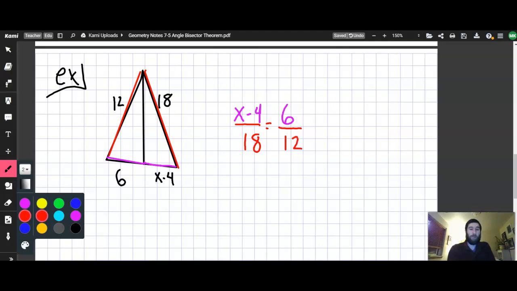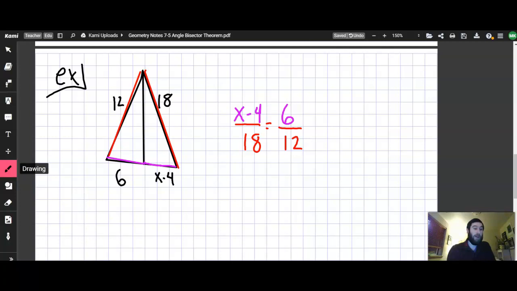And so, ladies and gentlemen, solving from here, I'm going to go ahead and multiply by the 18 on both sides, get rid of the fraction. The 18s are going to cancel out, which means you have the x minus 4 equal to 6 times 18 divided by 12. But ladies and gentlemen, I have some good news. 6 divided by 12 is 1/2. 1/2 times 18 is 9, which means our value of x, when we add 4 on both sides, is 13.